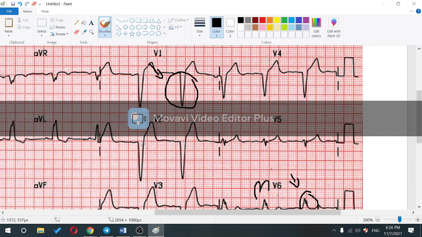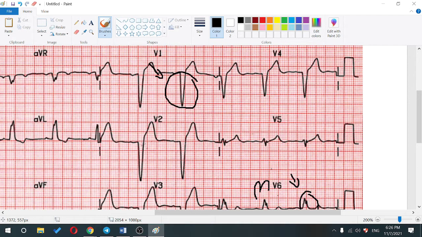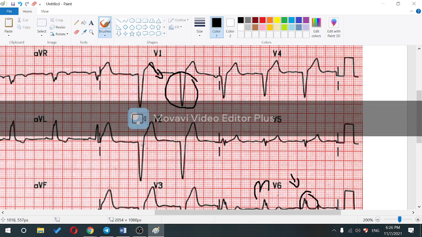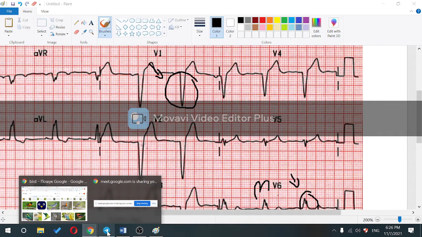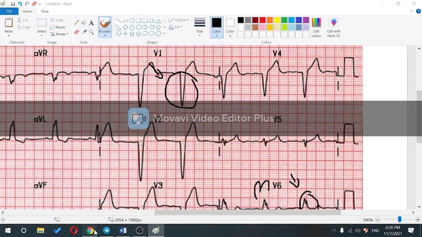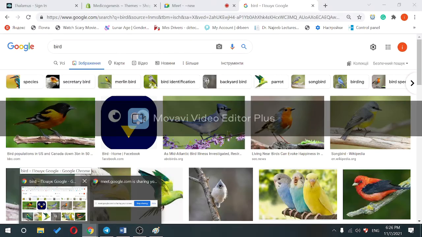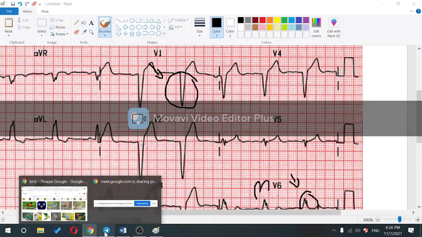Good. So when do we have the crackles? Crackles will be in any case leading to the left heart, increased preload. Like if someone has a mitral regurgitation, they can have it. In left bundle branch block, you can have it. In left heart failure, you can have it. Anything that is leading to pulmonary edema, basically. So let's go back to our file.